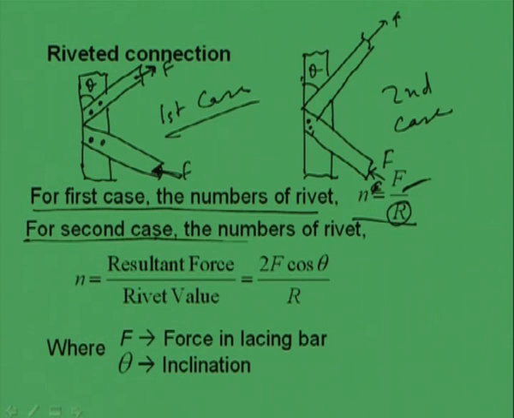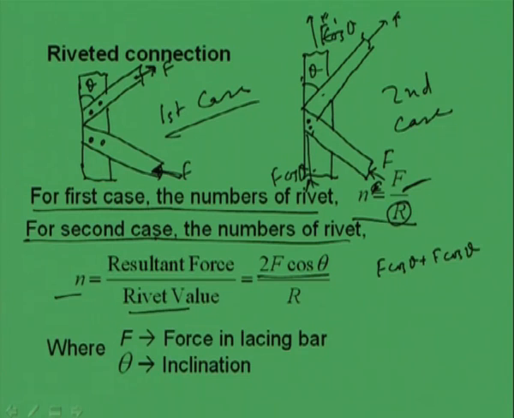For second case, the number of rivets can be found out from the resultant force by rivet value. Resultant force, how much it will be? If we see, if this is F, this will be F cos theta, and this will also be F cos theta. So, 2F cos theta, that means F cos theta plus F cos theta. For this vertical F cos theta, and for this also vertically F cos theta component will come by R, that means 2F cos theta by R, right.